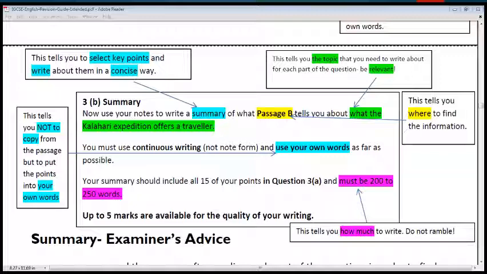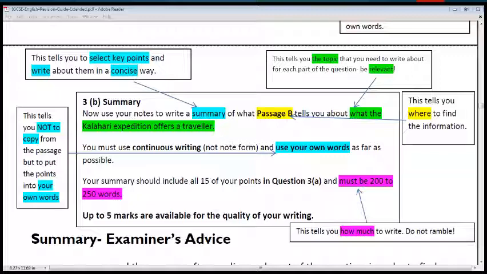I'm going to read out the question, and then like I did in the foremost part, I'm going to highlight the parts that have been colored to tell you what is important. Now use your notes to write a summary of what passage B tells you about what the Kalahari expedition offers a traveler. You must use continuous writing, not note form, and use your own words as far as possible.